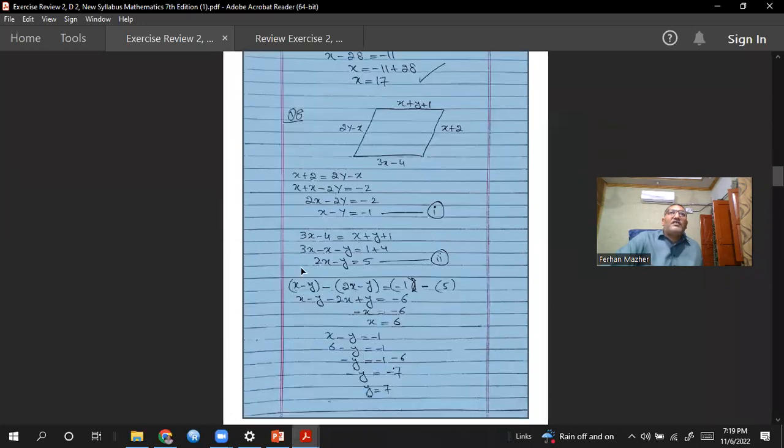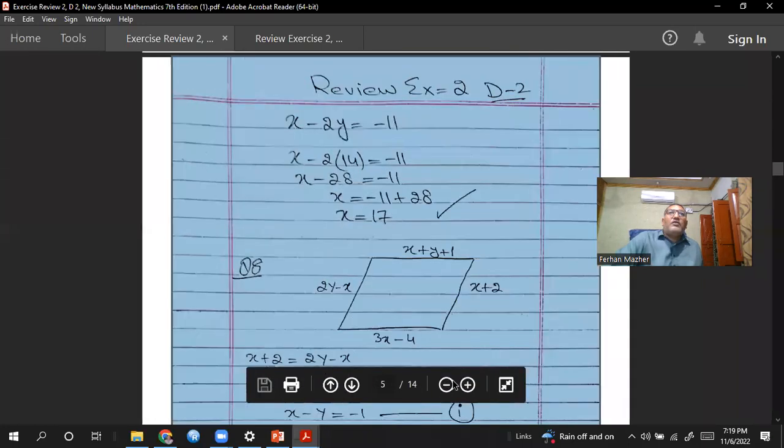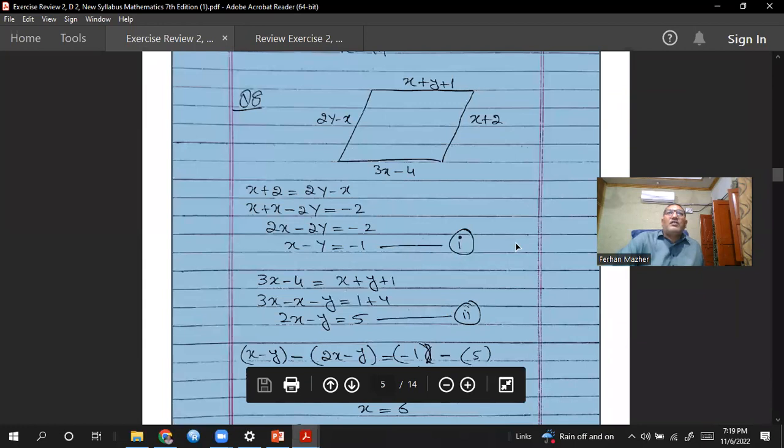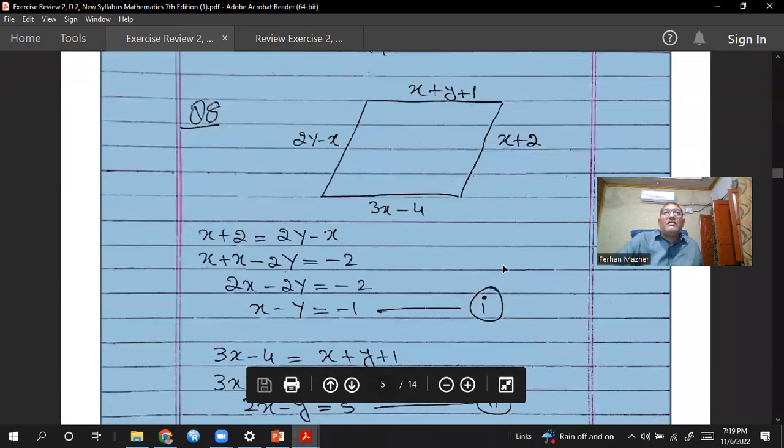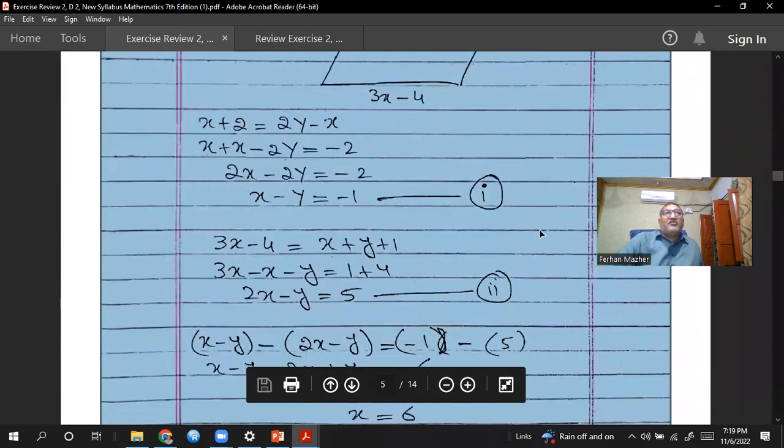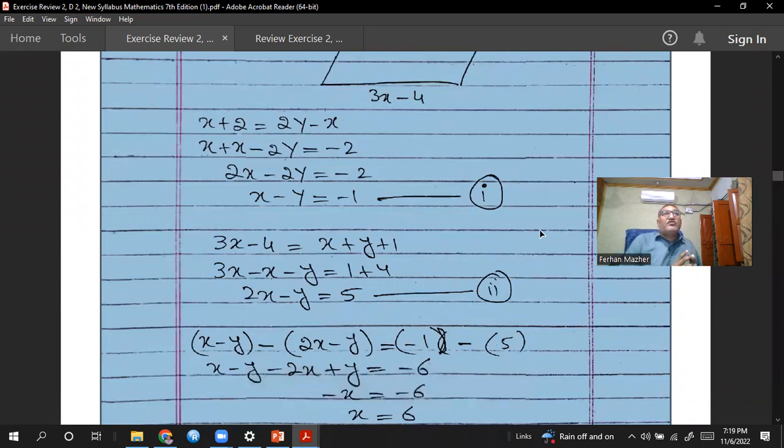So here we go. x plus 2 is equal to 2y minus x. x plus x minus 2y is equal to minus 2. So you will have 2x minus 2y equals minus 2. So divide all of them by 2. So you will have x minus y equals minus 1. That is my first equation.